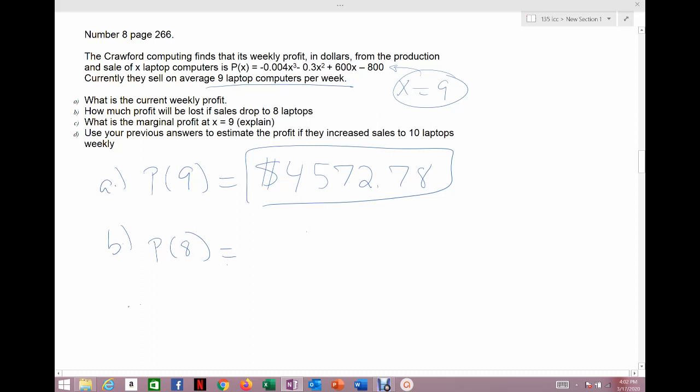So I'm going to find that, and then we're going to take the profit at 8 minus the profit at 9, and that's how much profit we should gain or lose. I'm assuming it's a loss since it says it in the problem. If they're selling one less item, more than likely they're going to lose profit. All right, so first plug 8 into the original. Again, going back up here, no derivative yet, to the original, and plugging 8 in.